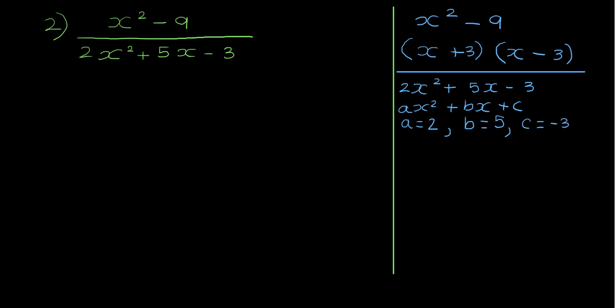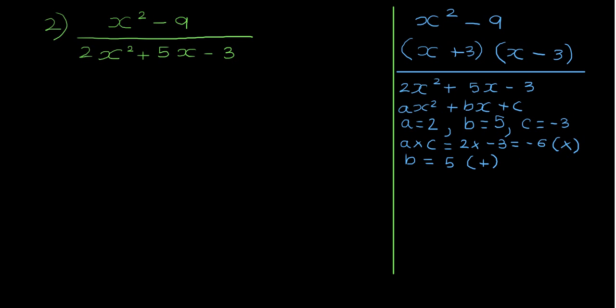So in order to factorize this, first I'm going to multiply a and c, a times c, which is 2 times minus 3. That gives me minus 6. In a pair of brackets I'm putting a multiplication sign, and b is equal to 5. So I need to try and find two numbers that multiply to give me minus 6, and those same numbers add to give me 5.